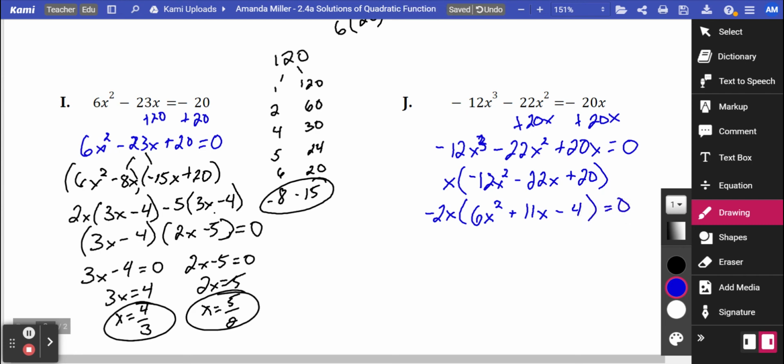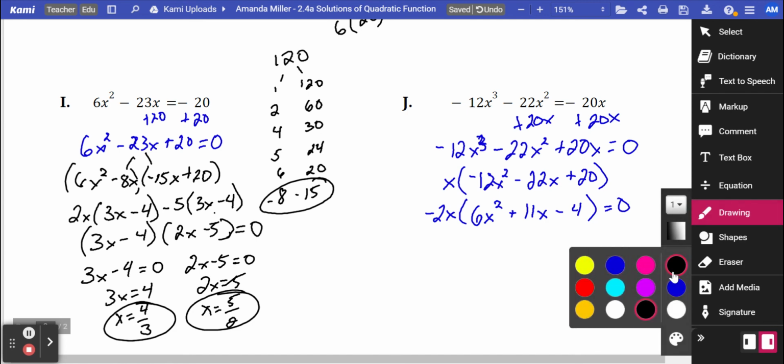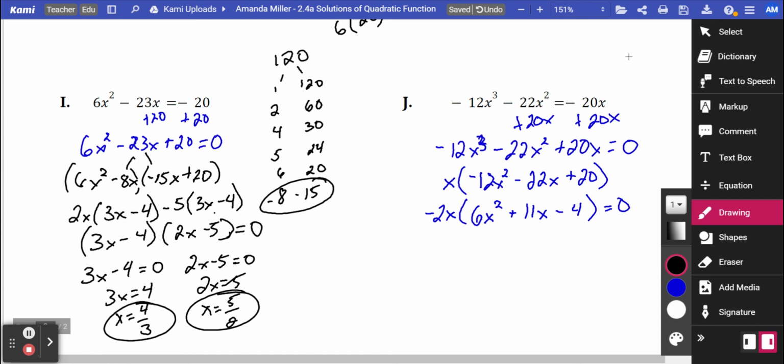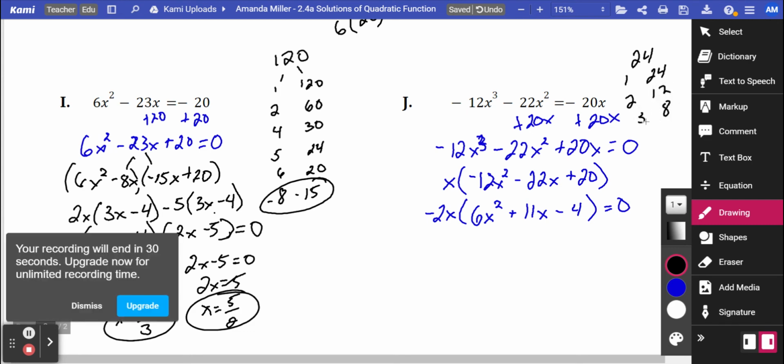Okay, and we'll go ahead and finish this one. Let's come up with our AC. So our AC would be 6 times 4, which is 24. I need two numbers that multiply together to give me 24. So 1 and 24, 2 and 12, 3 and 8. And I need them to give me 11 when I add.